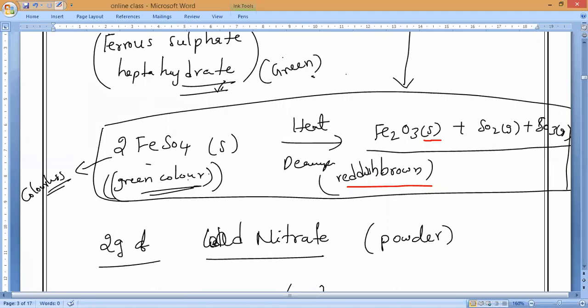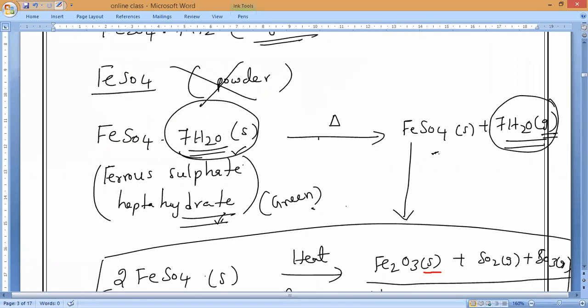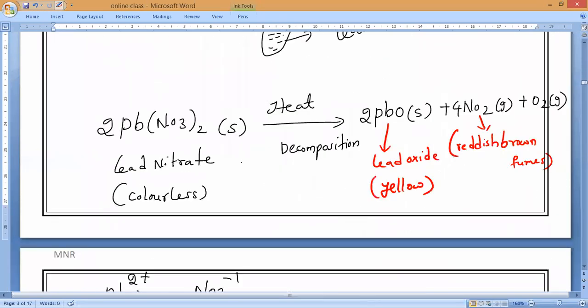Is it clear, everybody? Usually it is colorless, but we are taking green color crystals. That is why, even though we are not mentioning water molecules, we are taking it as green color. Keep in mind it is the color of 7H2O. Is it okay, guys?